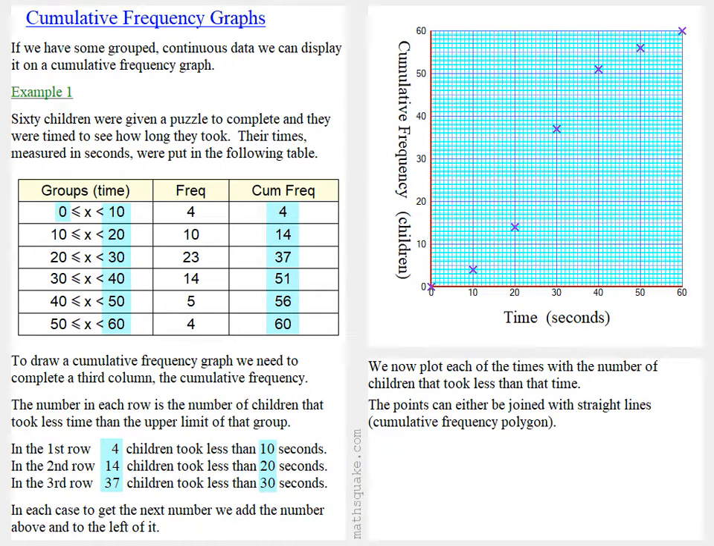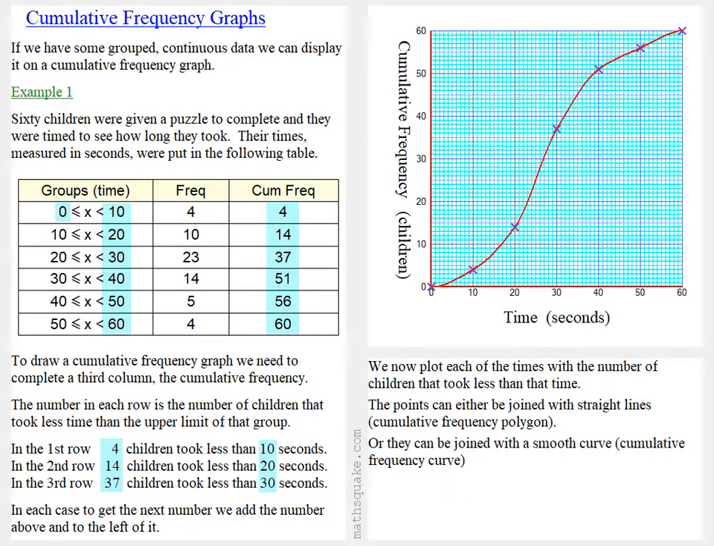We can join the points using straight lines, in which case this is called a cumulative frequency polygon. Or alternatively, we can join the points using a smooth curve, in which case this is called a cumulative frequency curve. Now there's no particular advantage of one over the other.